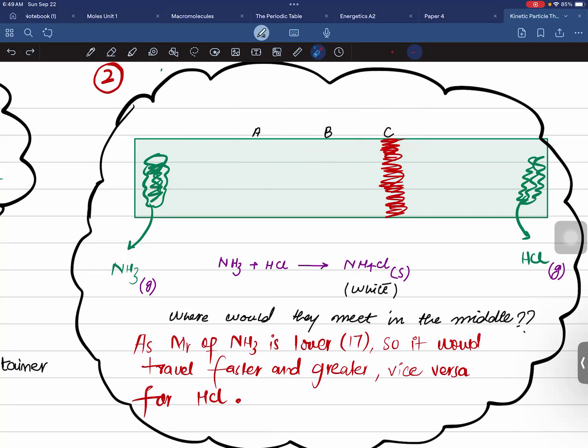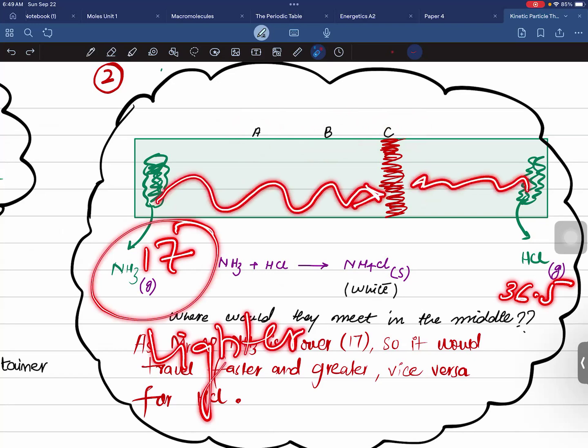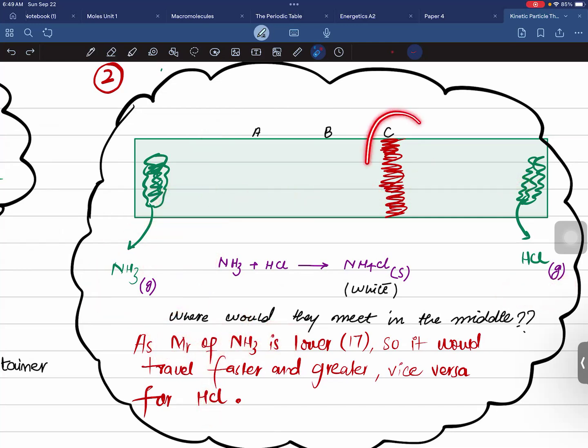So it depends on the molecular masses. As you know, this is 36.5 and this is 17. So this is lighter, so it would be moving faster, and the other would be moving slower. So when it is moving slower, ultimately, they would be meeting at point C. So what's the reason you would be giving? You will say that as the molecular mass of NH3 is lower, that is 17, it would travel faster. And vice versa for HCl, the mass of HCl is higher, that is 36.5, so it won't be moving faster. Are you getting my point?